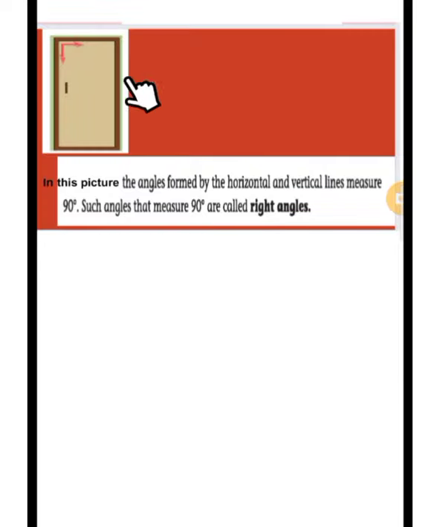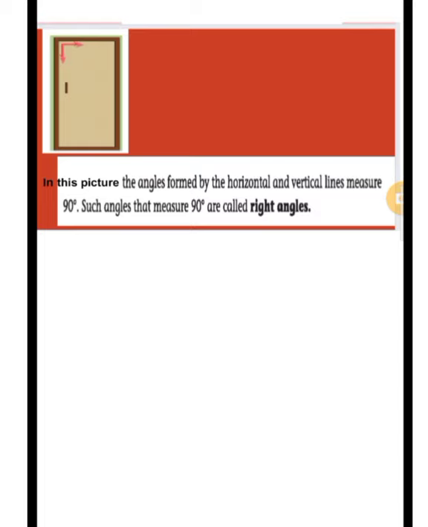See here, children. In this picture, the angles formed by the horizontal and vertical lines measure 90 degree. Such angles that measure 90 degree are called right angles. In this picture, we have seen the angles formed by the edges, the horizontal line and this vertical line. So it measures 90 degree. Such angles that measure 90 degree are called right angles.